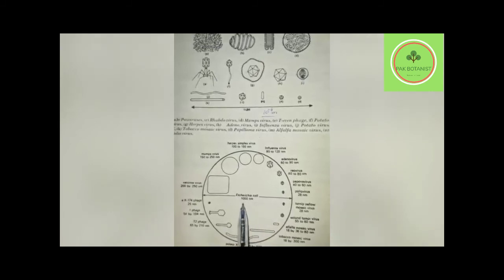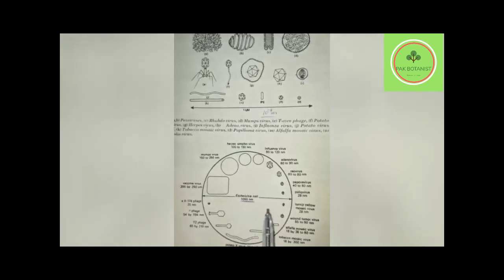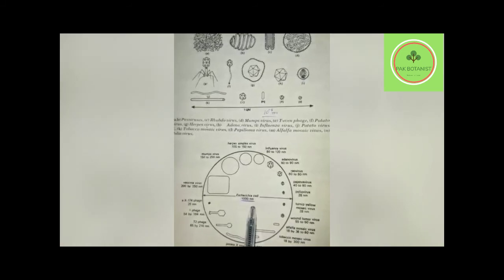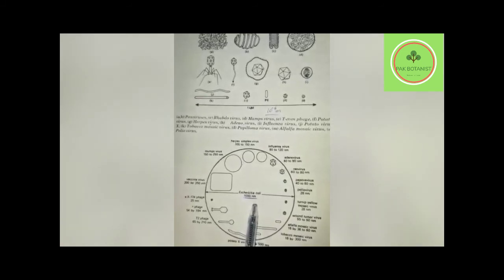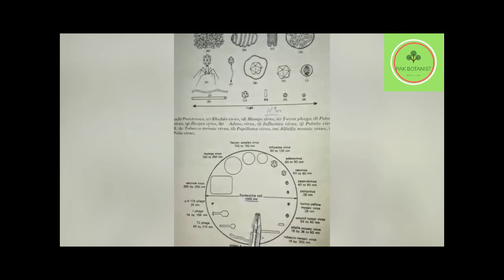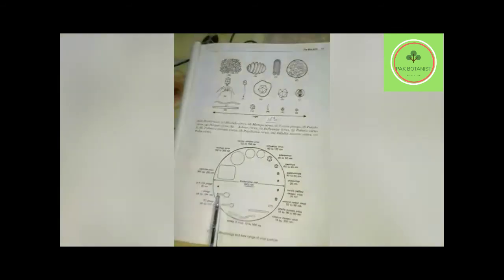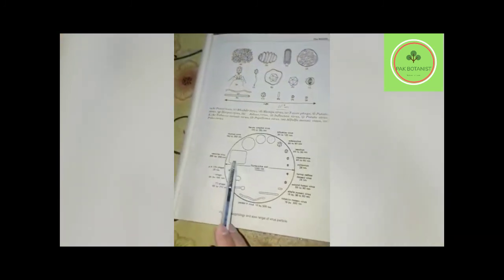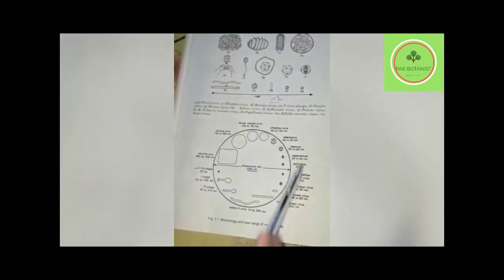So you see the sizes, and in the center is Escherichia coli, which is a bacterium. They show its size as 1000 nanometer. This is the bacterium which lies in between the sizes of these viruses, and it is the most typical bacterium which we study, and it is attacked by the viruses. So I hope it will be helpful for you.